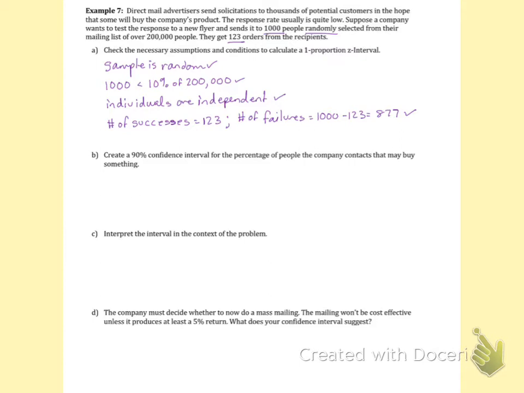So now for part B, we're going to create a 90% confidence interval for the percentage of people the company contacts that may buy something. So what is a confidence interval? I want to remind you back when we were looking at sampling distributions that we were looking at a whole bunch of samples, and most of those samples were hovering around that average sample proportion, which turned out to be our true population proportion. So if we said there was an interval that contained 90% of the sample proportions that were hovering around this population proportion.